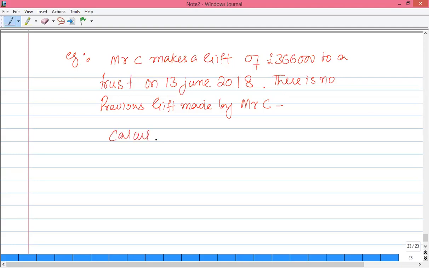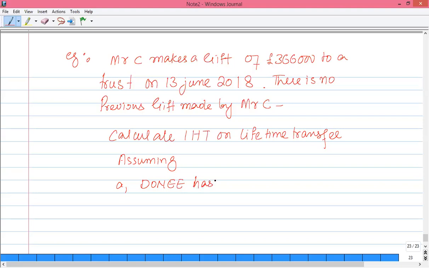Calculate IHT on a lifetime transfer, assuming the donee has to pay tax and assuming the donor has to pay tax. That means I have to solve this from the first donee's point of view and then from the donor's point of view. So let's work it out.